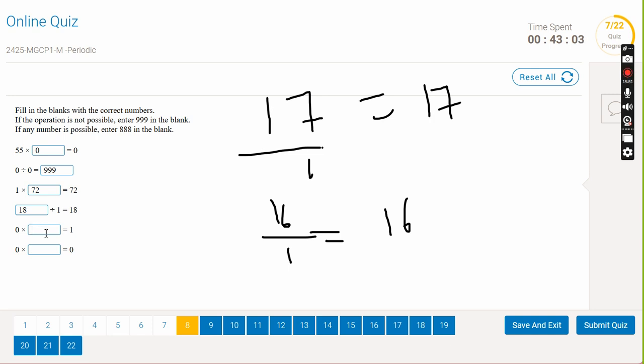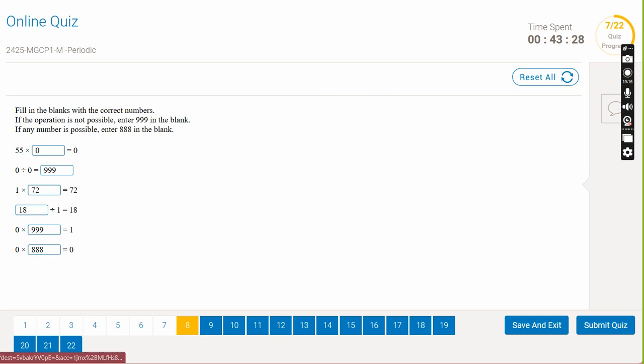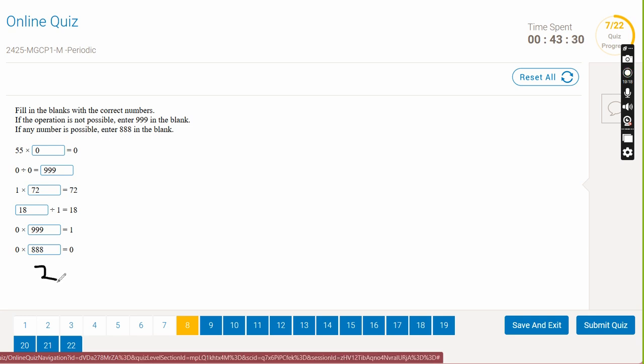So 0 times anything gives you 0, so it can never be 1. So it will be 888. They're saying that if the operation is not possible, enter 999, and because no number multiplied by 0 gives you 1, it'll always be 0. So this is the case where any number is possible, 888. Any number multiplied by 0 will give you 0. 1, 2, 3, 4, any number you input here, it will always give you 0. So any number is possible.